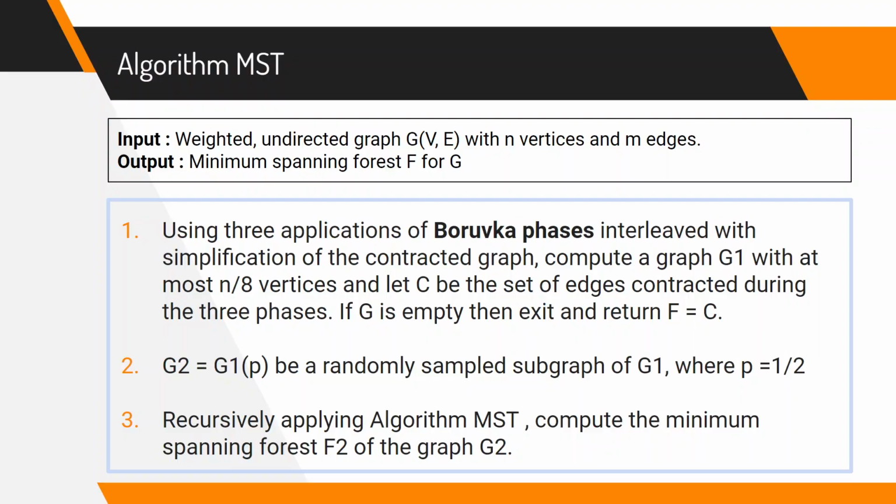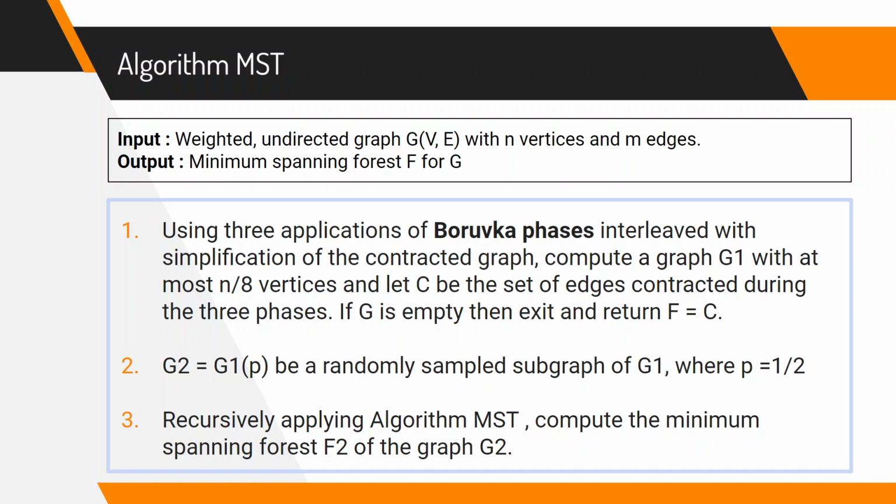Now the input is a weighted undirected graph G(V, E) with n vertices and m edges, and the output would be a minimum spanning forest for G. The first step would be using three applications of Boruvka phases interleaved with simplification of the contracted graph. We will compute a graph G1 which will have at most n by 8 vertices.